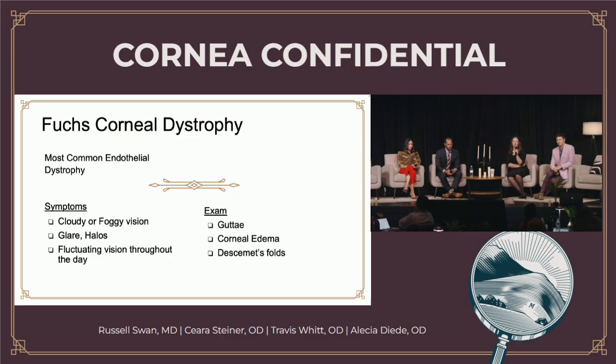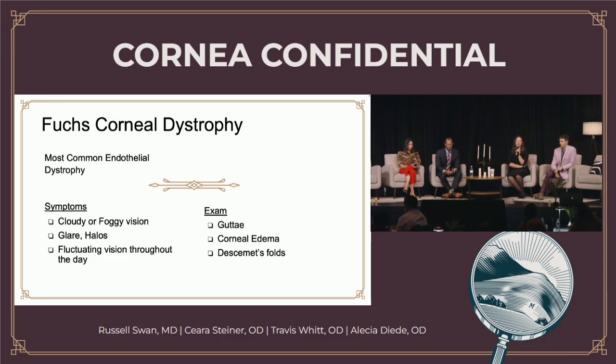We'll skip through that poll. But with Fuchs, it's the most common endothelial dystrophy. They're going to complain of cloudy, foggy vision. Glare and halos can certainly be worse, and it can also be a little tricky because cataracts creates a lot of foggy vision, halos, glare.